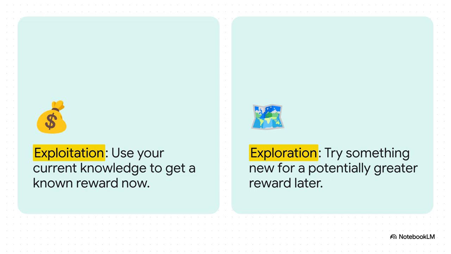Think about it like choosing a restaurant. Exploitation is when you go to your favorite spot. You know the food is good, it's a safe bet, a guaranteed decent reward. Exploration is trying that new place that just opened up. It could be terrible, or it could become your new favorite. So does the agent stick with what it knows works, or does it take a risk to see if there's an even bigger payout out there?